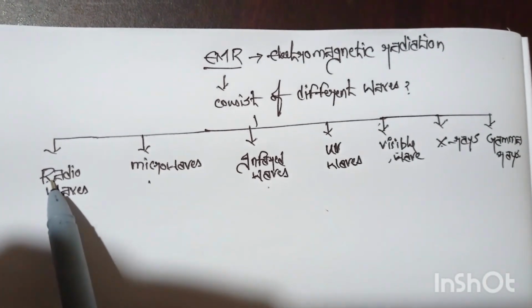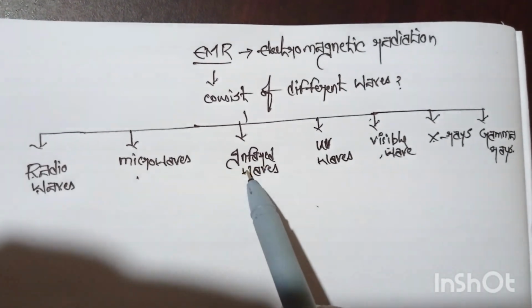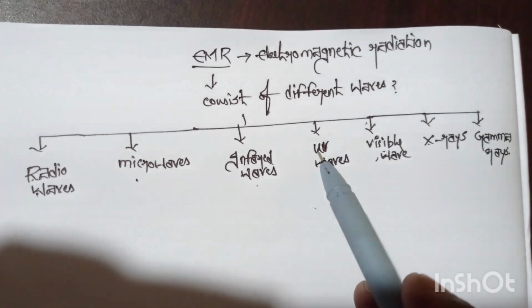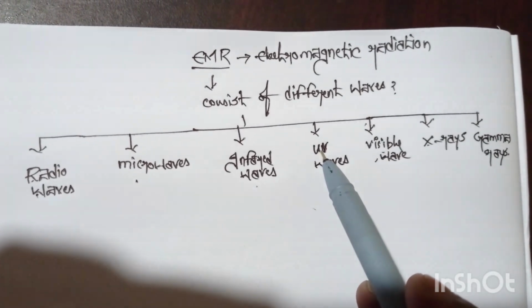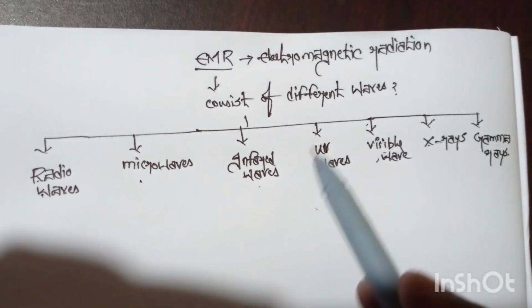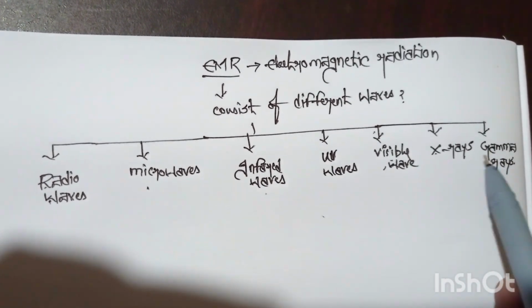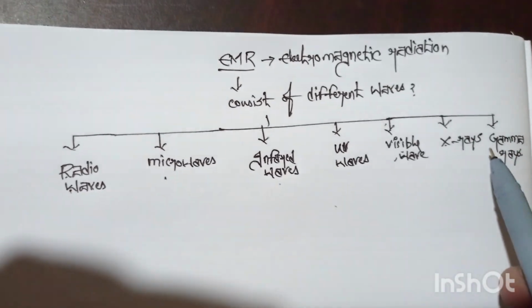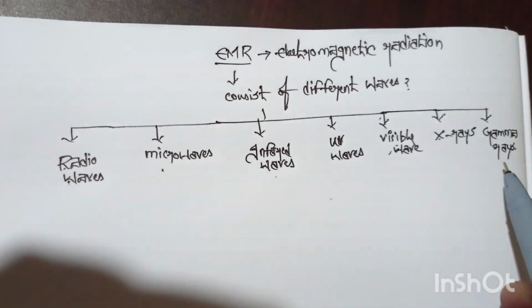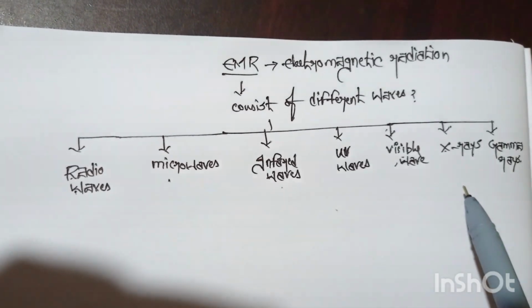R for radio means radio waves, Michi for microwaves, I for infrared rays. I love you indicates U, which is UV, and V, which means visible. Then X-rays. Gun indicates gamma rays. So these are the waves, and the best mnemonic to memorize them is Radio Michi, I love you, Xerox gun.